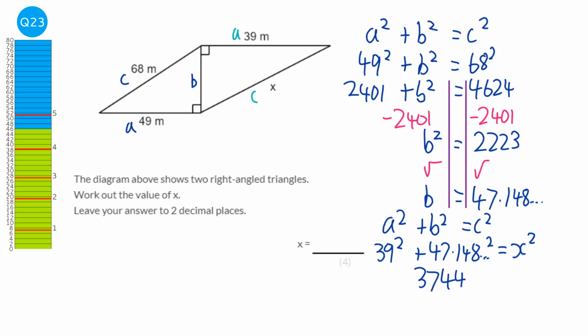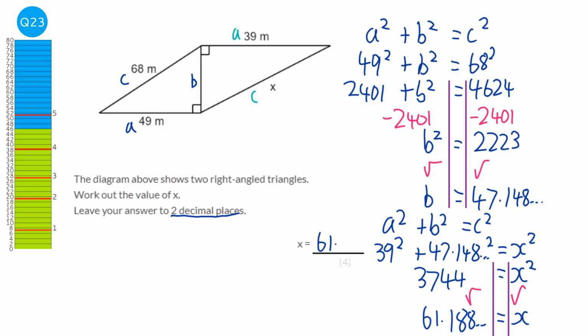And that will be 3,744 equal to x squared, and we just get our lines in because we need to square root both sides, and we get 61.188 blah blah blah is equal to x. It says it wants two decimal places, so that will be 61.19.